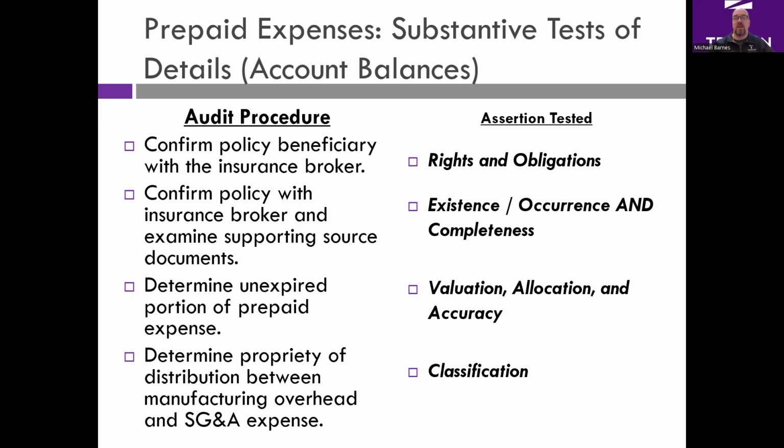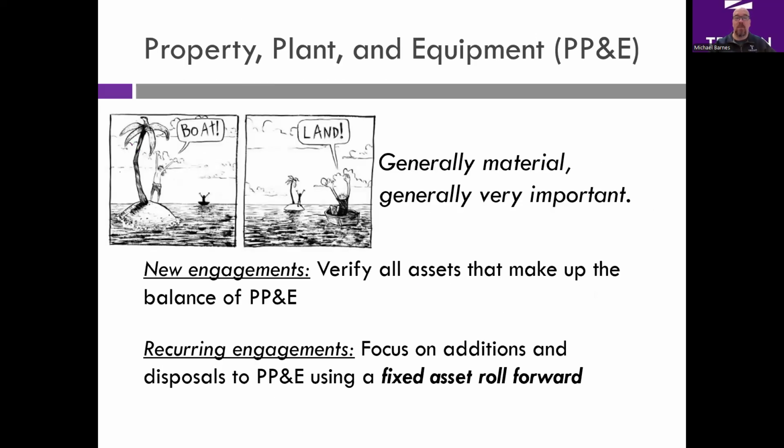All right, so moving on, prepaid expenses will generally be a very, very small area. As the previous slide said, they're generally going to be very minor, often immaterial, so they won't be a big focus of audit testing. Something that will be a heavy focus of audit testing, though, is property, plant, and equipment. These are generally material and generally very important.